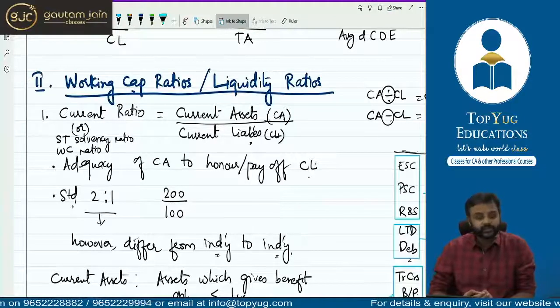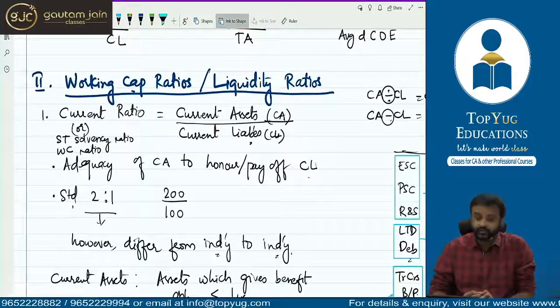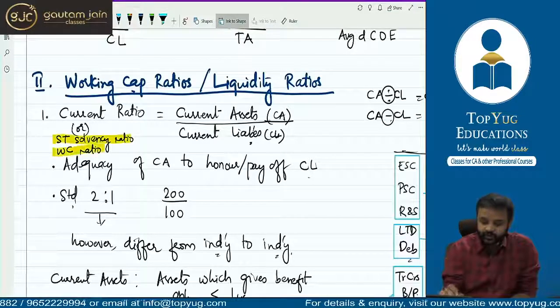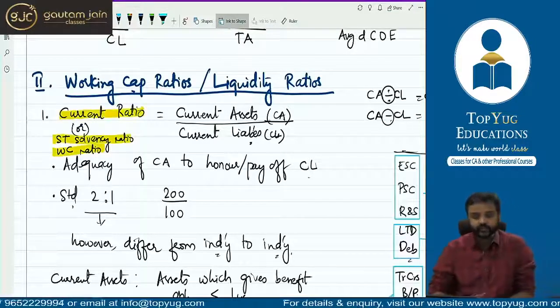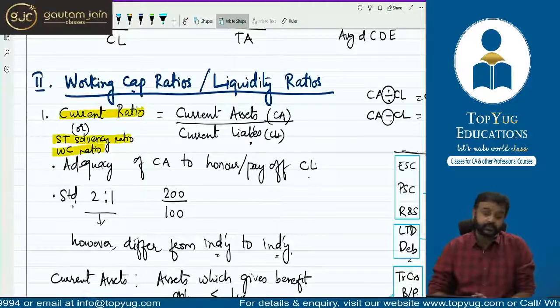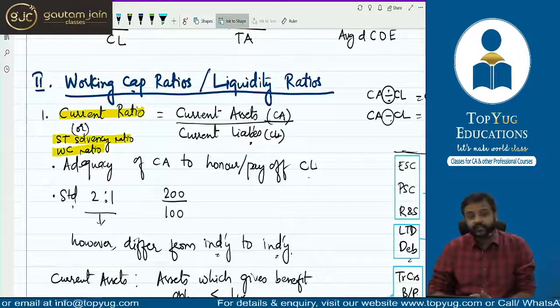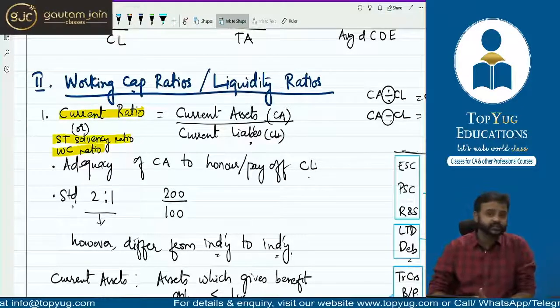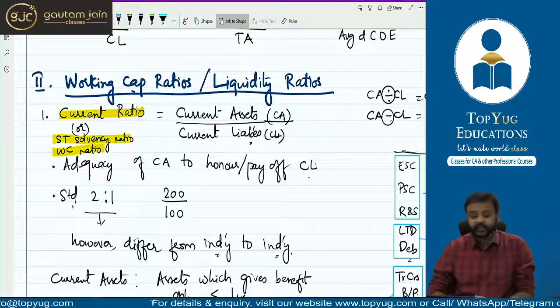So the one which we have seen is current ratio, which is also called the short-term solvency ratio, right? Current ratio is also called short-term solvency or working capital ratio. This is calculated as current assets by current liabilities. It checks the adequacy of current assets to pay off current liabilities, to honor the current liabilities, isn't it?